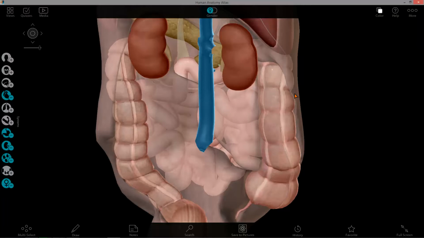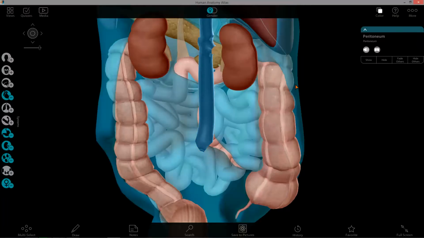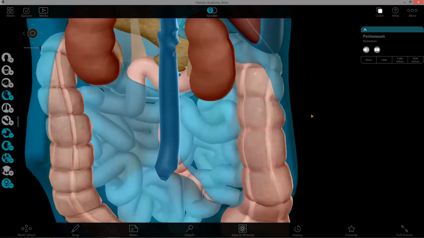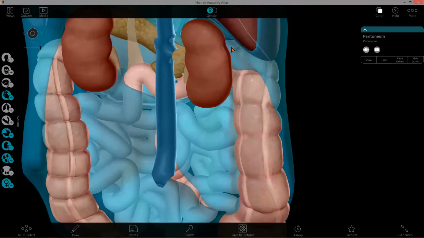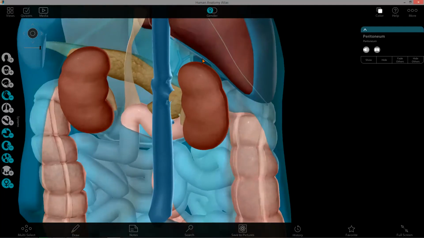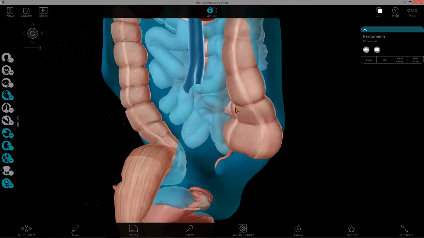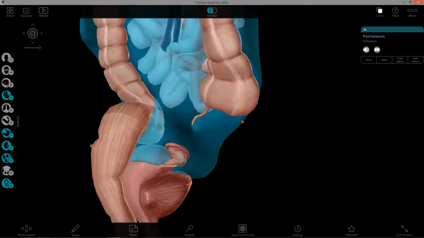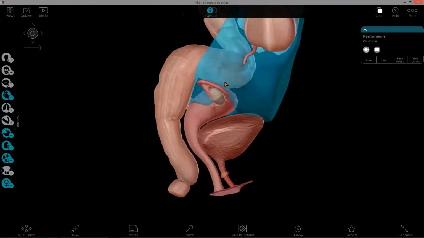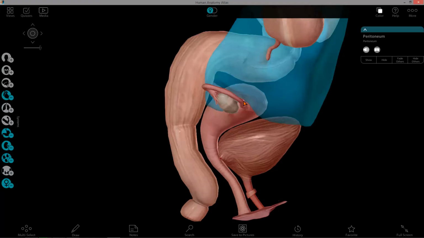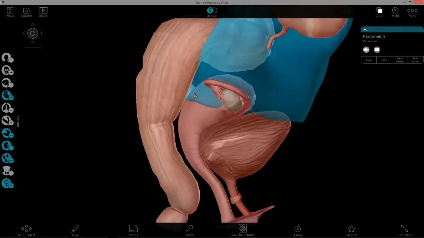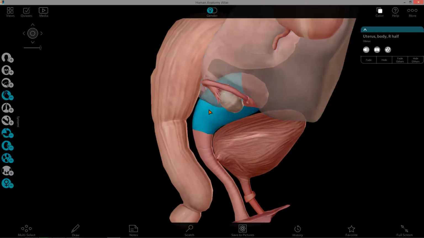Now, if I take that drawing away, if we look at the right side of the model, if we look at the right pericolic gutter, which is kind of right here, we can see that it is continuous with Morrison's pouch, which is right here, which is continuous with the epiploic foramen. And if we follow it inferiorly, the right paracolic gutter, down, down, down we go, you can see that it is continuous with the rectouterine pouch of Douglas between the uterus and the rectum, as well as the pouch existing between the bladder and the uterus.